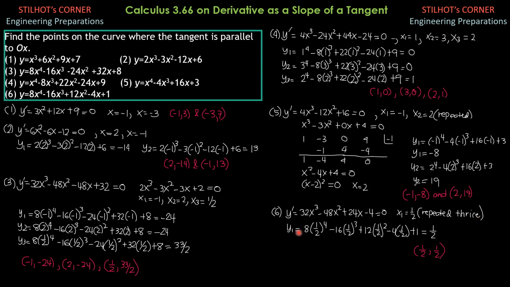Therefore, there's only one point, and when x is 1/2, y is equal to 8 times (1/2) to the fourth minus 16 times (1/2) cubed plus 12 times (1/2) squared minus 4 times 1/2 plus 1, and it is also equal to 1/2. Therefore, the point on the curve of number 6 where the tangent is horizontal, or parallel to OX, is (1/2, 1/2). So that's it for this video.